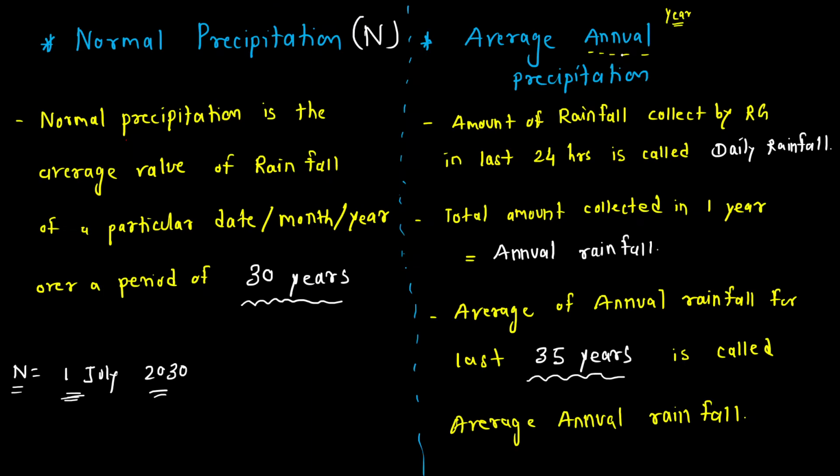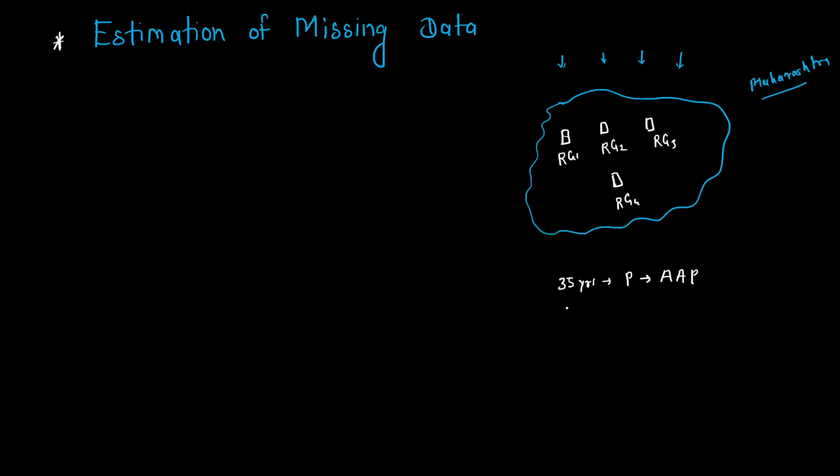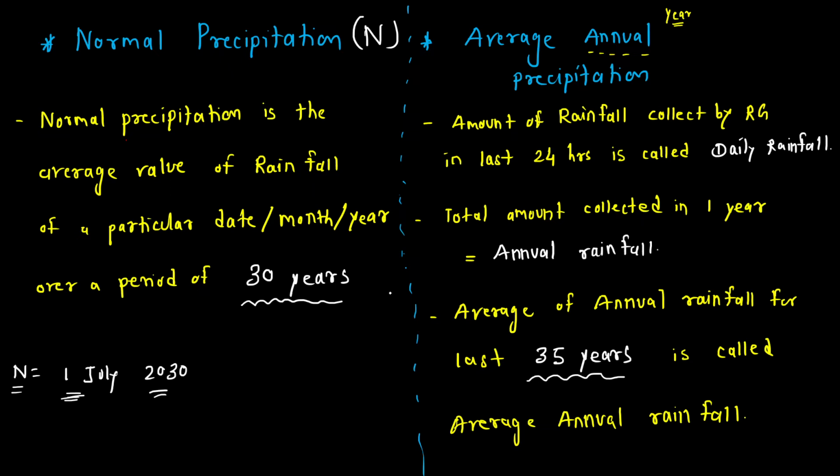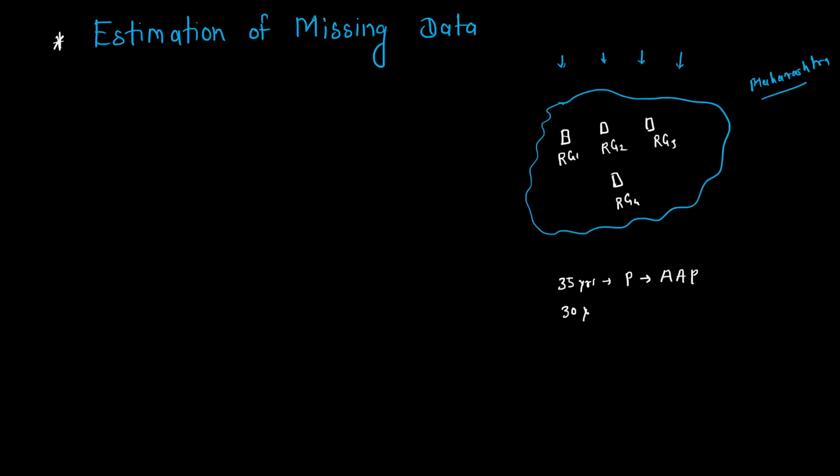Correct, average annual precipitation. If we take the data for the last 30 years, then this precipitation is called normal precipitation. So here two symbols will be given in the problem, one will be P and one will be N. Whenever we use P, it means average annual precipitation, and N will represent the normal precipitation values. I hope it is clear.